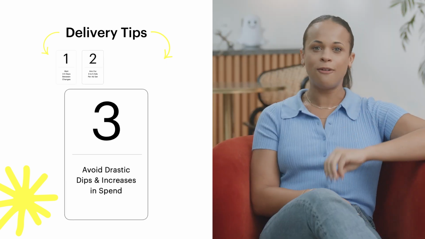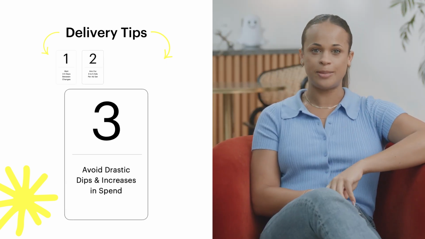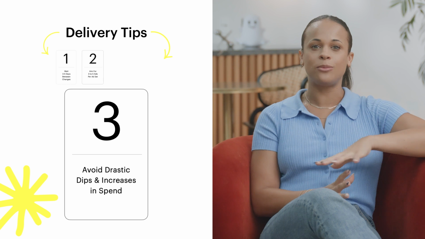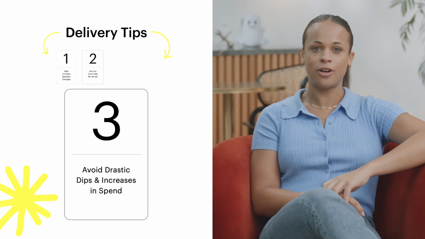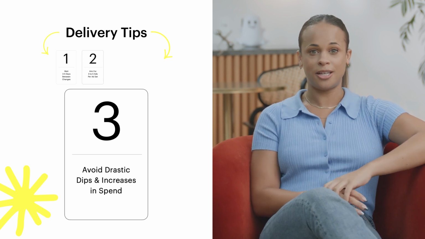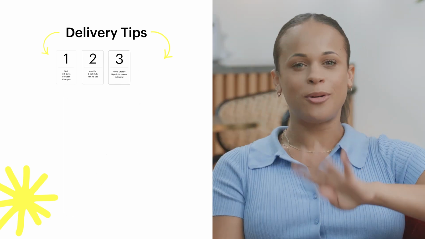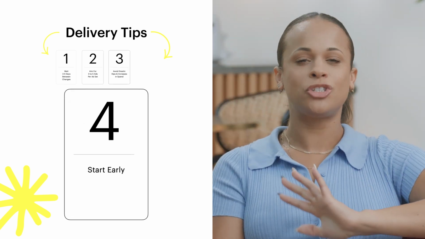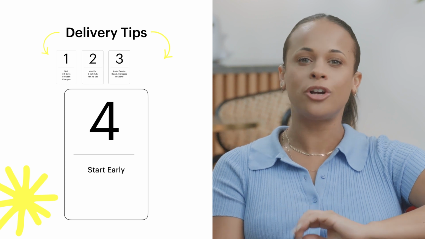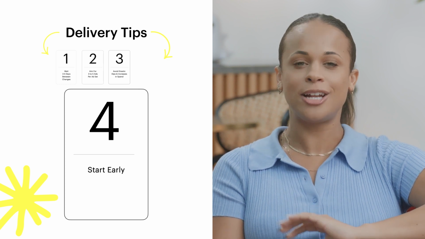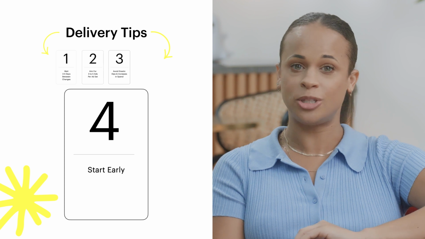Number 3, avoid drastic dips and increases in spend. Sporadic changes in spend will have an impact on conversion metrics for an ad set. Gradually adjust them 20% at a time to avoid spikes in CPA. Number 4, and finally, start early. Starting early guarantees competitive prices and a solid base to rely on during the sales period.